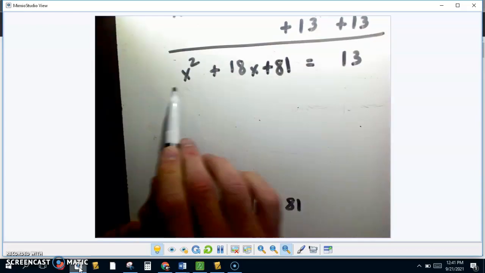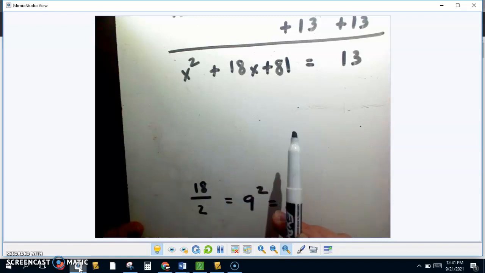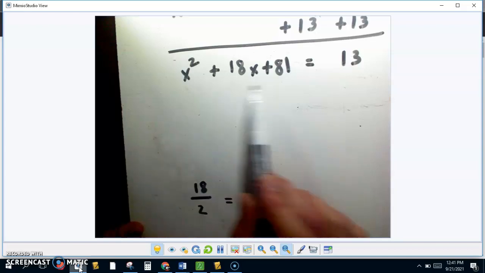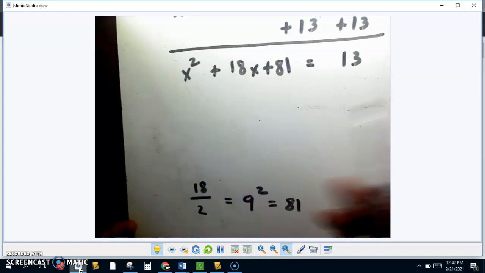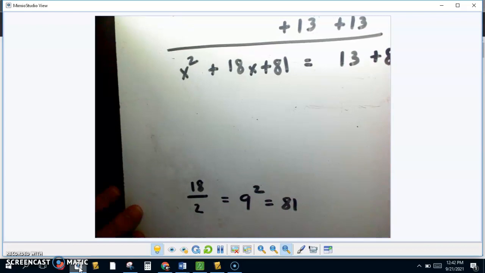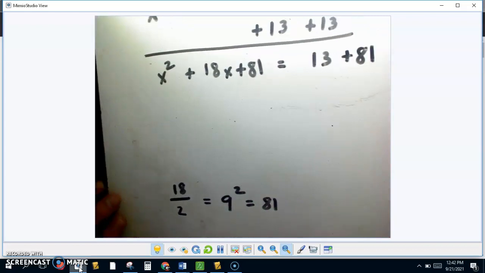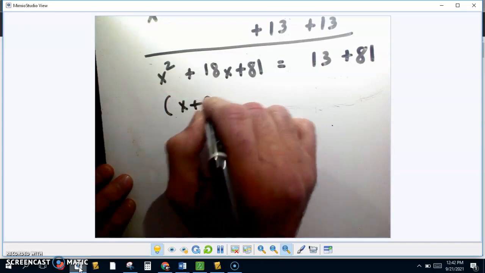it forces this to factor into two things that are the same because we rigged it that way. 9 times 9 is 81, and by taking half we know that 9 plus 9 is 18. So we've sort of reverse engineered this to factor in a special way. Now I can't just add 81 for free, I've got to add it to the other side as well. And the way it factors into x plus 9 twice.